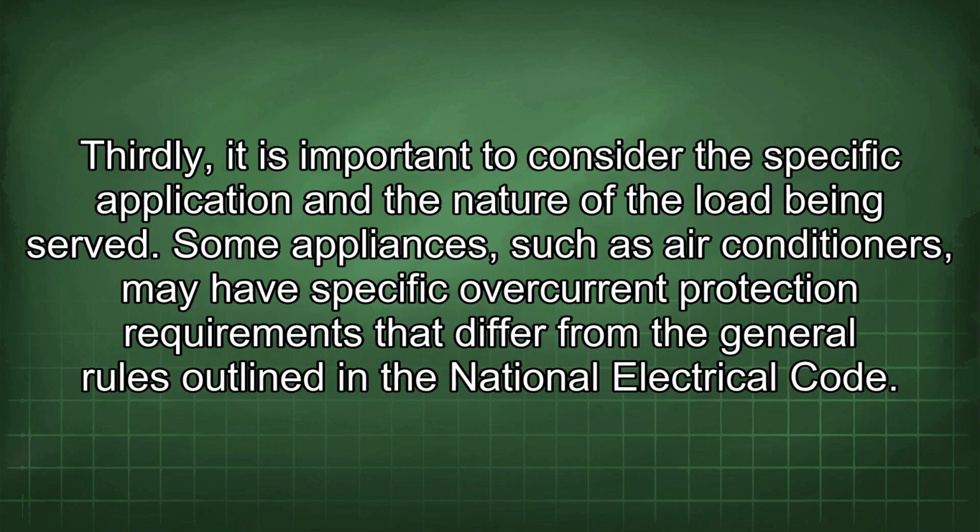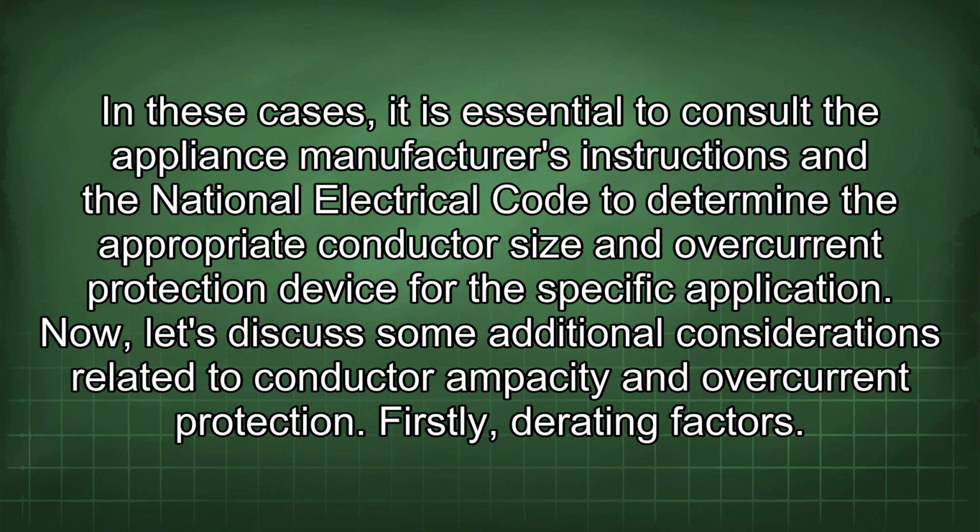Thirdly, it is important to consider the specific application and the nature of the load being served. Some appliances, such as air conditioners, may have specific overcurrent protection requirements that differ from the general rules outlined in the National Electrical Code. In these cases, it is essential to consult the appliance manufacturer's instructions and the National Electrical Code to determine the appropriate conductor size and overcurrent protection device for the specific application.